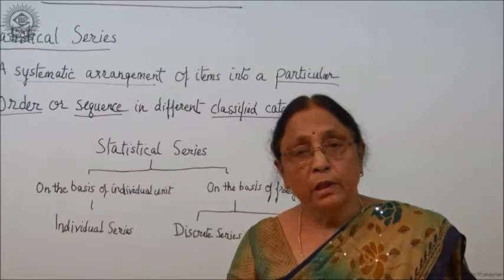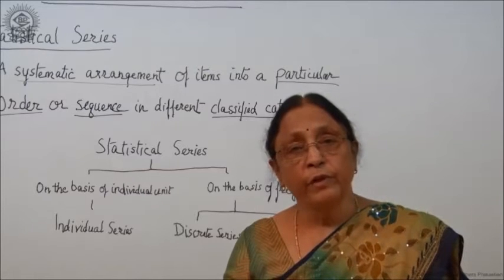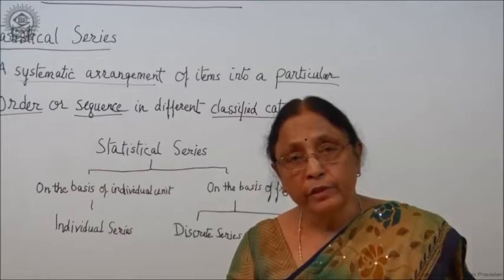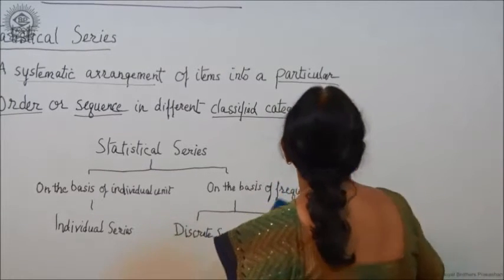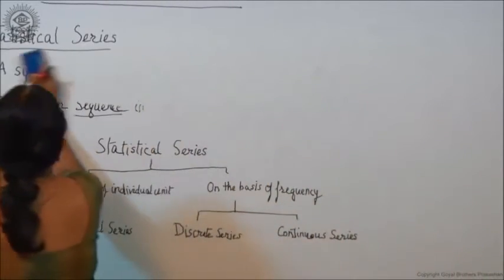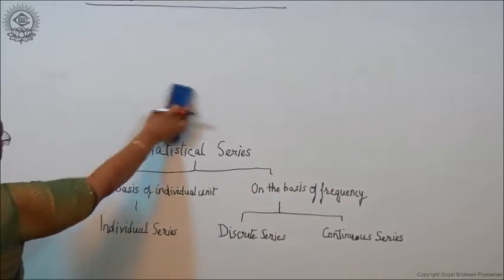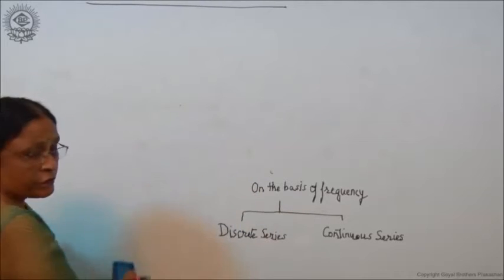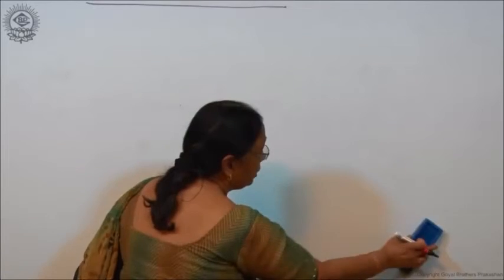Variable means the item which varies, which can be measured in units and which varies with time. Now two types of variables are there, discrete variables and continuous variables. Now we'll take the example of discrete variable and continuous variables. Discrete variables, as I told you earlier, are the variables which are given in complete numbers.